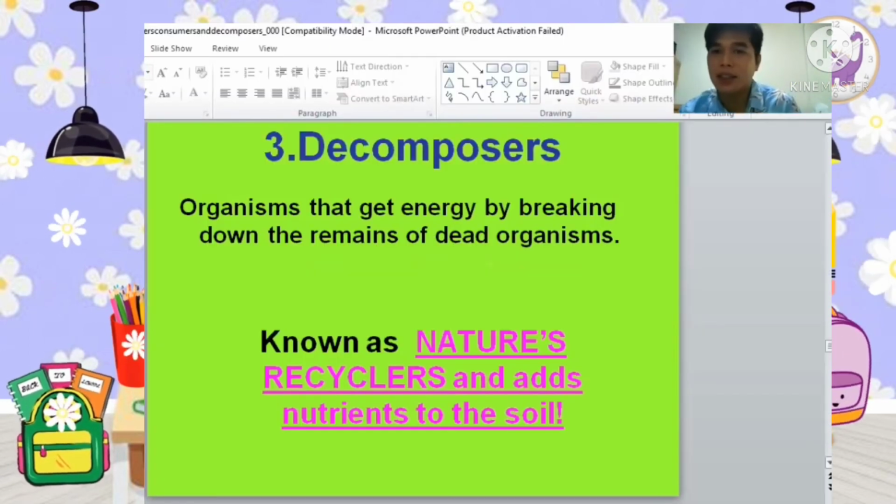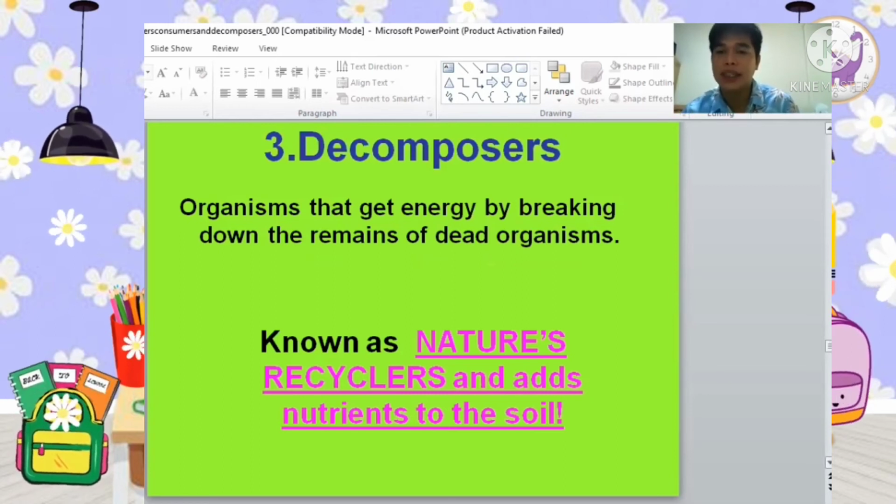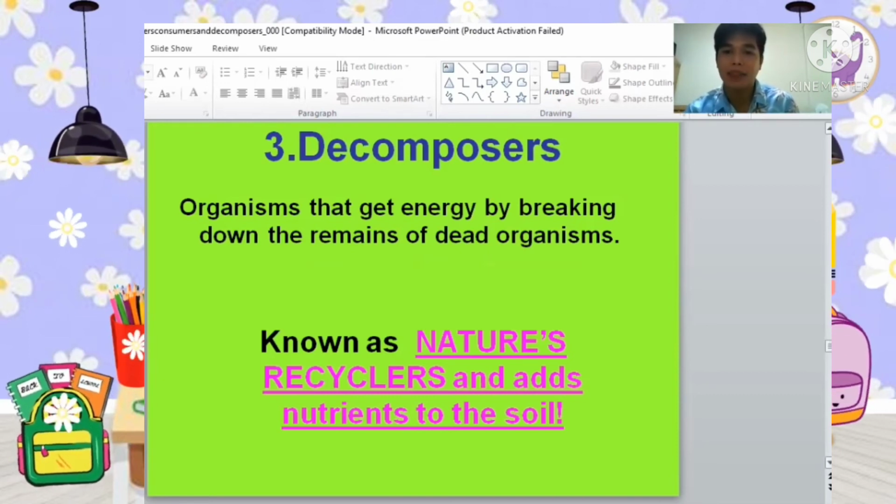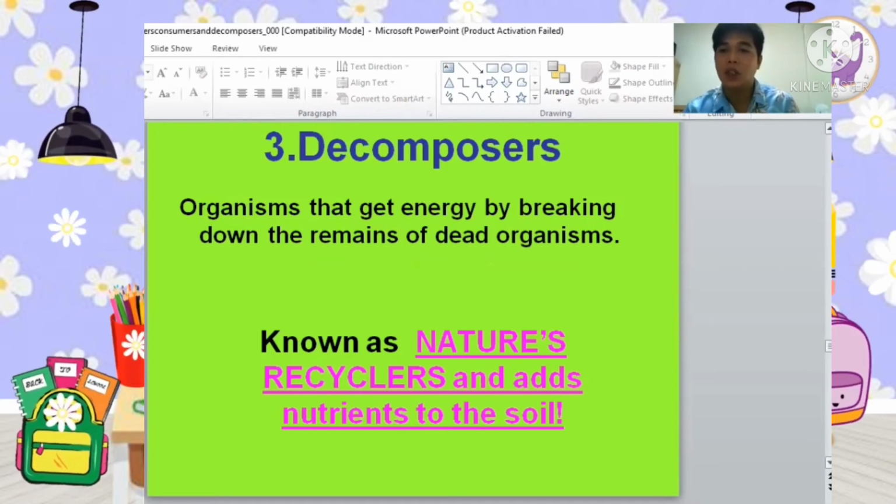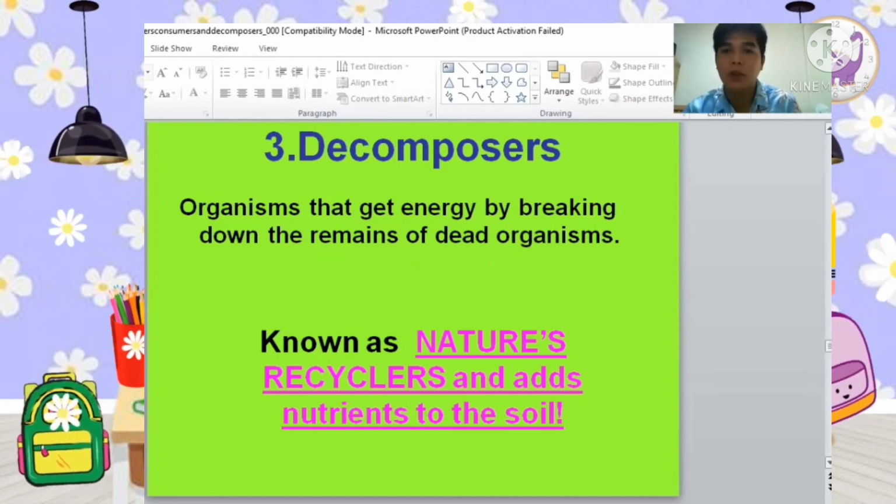Now let's go to number 3, decomposers. Decomposers are organisms that get energy by breaking down the remains of dead organisms. It is known as nature's recyclers and adds nutrients to the soil. Do you have an idea what decomposers are?